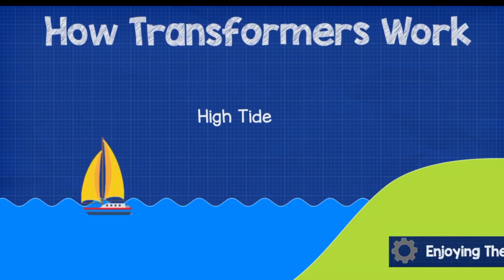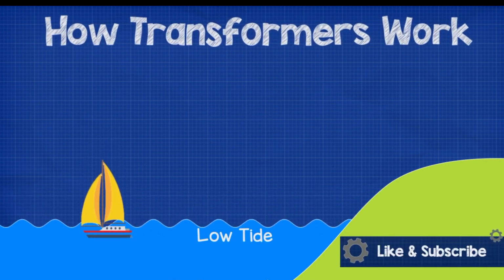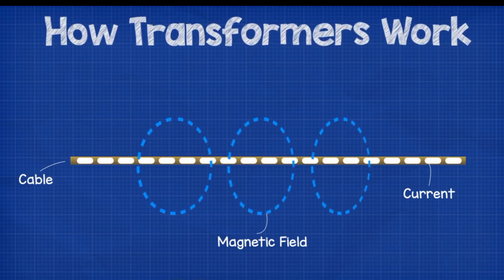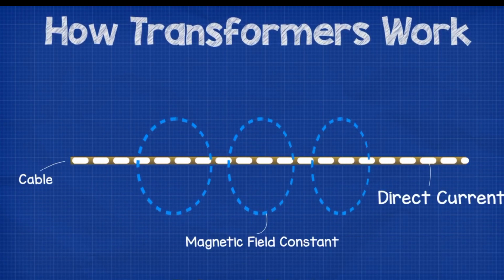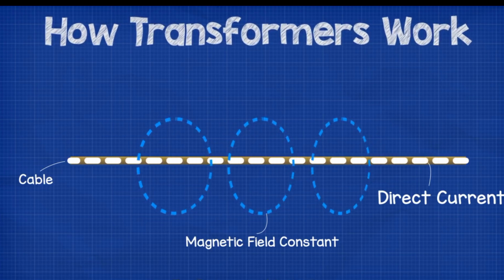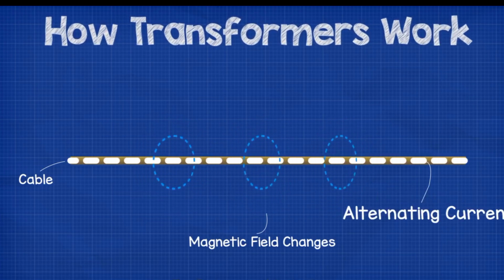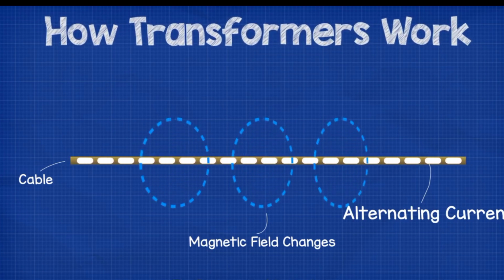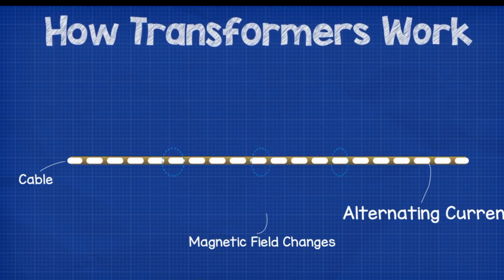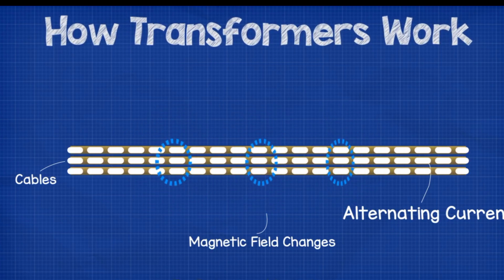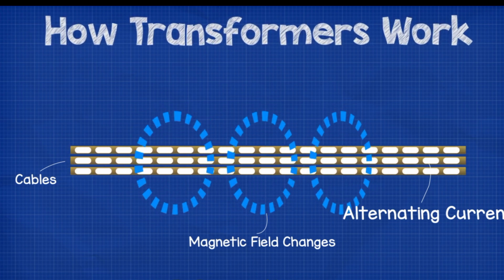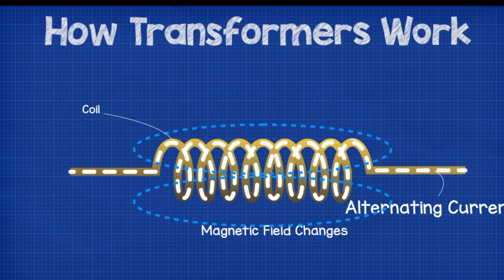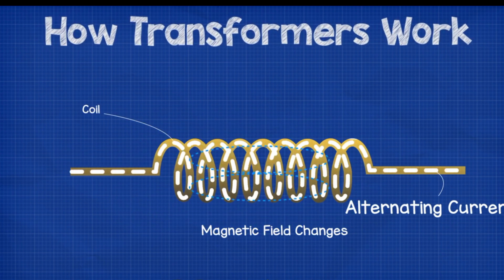Now you can think of this as the tide of the sea as it changes direction and reaches its maximum and minimum point. As the current flows through the cable, it will emit a magnetic field. If we pass DC current through the cable, the magnetic field will remain constant, but if we pass AC current through the cable, then the magnetic field will increase and decrease in strength and changes polarity as the current changes direction. If we place multiple cables together and pass current through them, then the magnetic fields will combine to create a stronger magnetic field. If we then wrap the cable into a coil, the magnetic field will become even stronger.